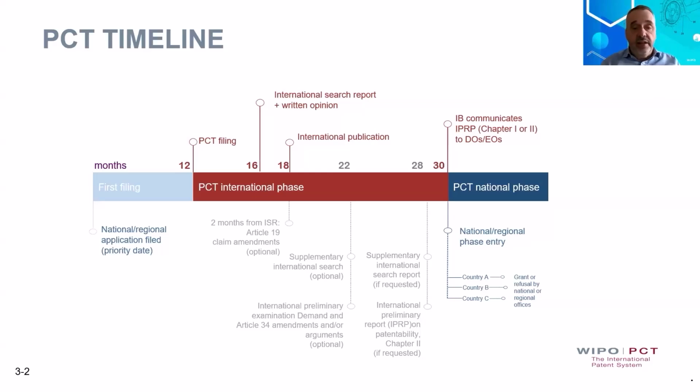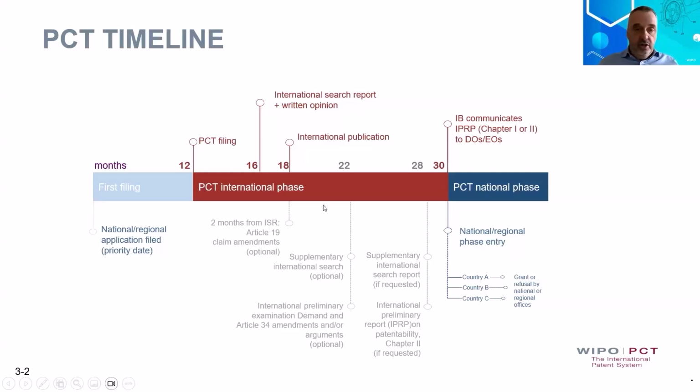And if you make a valid priority claim, then for prior art purposes, both the second filed and the first filed application will be treated as if they have been filed on the filing date of the first application. So that's at month 0, if you so wish, on my timeline here.